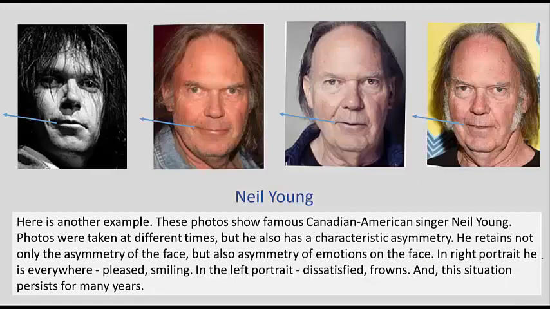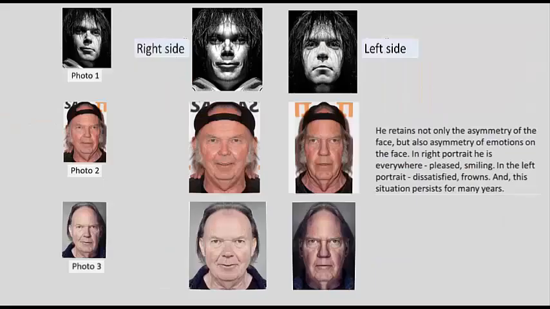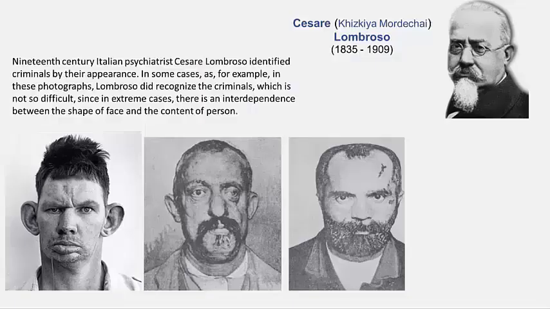Here is another example. These photos show the famous Canadian-American singer Neil Young. Photos were taken at different times, but he also has a characteristic asymmetry. He retains not only the asymmetry of the face, but also asymmetry of emotions on the face. In the right portrait he is everywhere pleased, smiling. In the left portrait, dissatisfied, frowns. And this situation persists for many years.